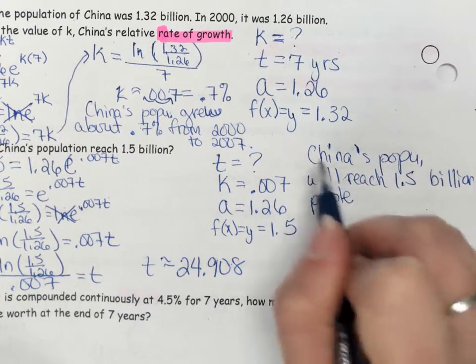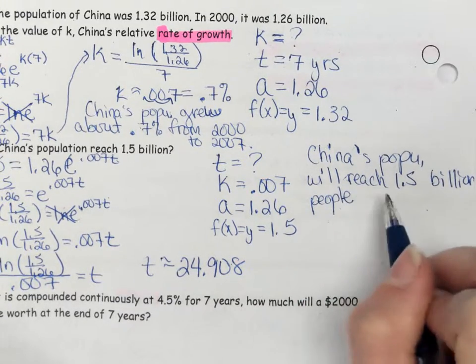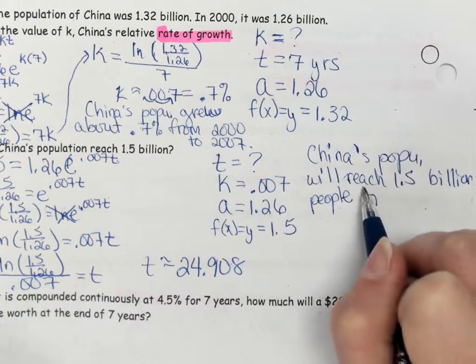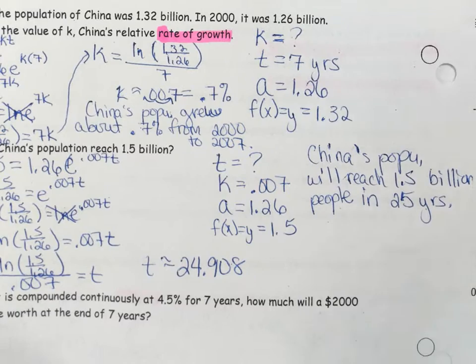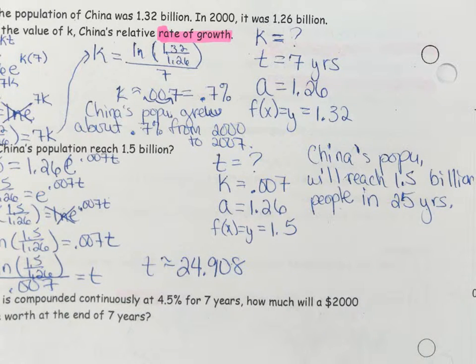Here we go. China's population will reach 1.5 billion people in about 25 years. You got it good? All right, let's look at the bottom one. Numbers 4, 5, and 6 are talking about your money, right? We all like money. So, let's talk about some money.